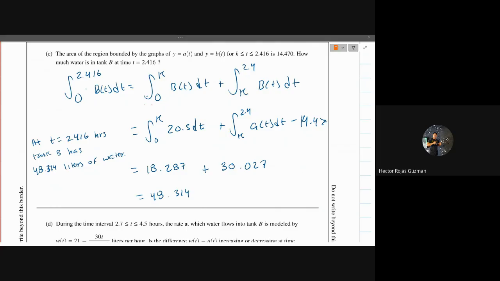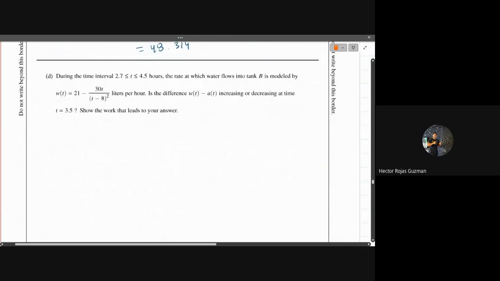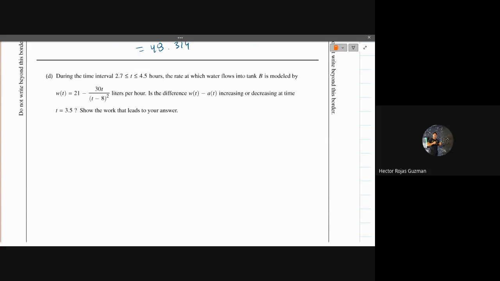Okay, during this time interval, the rate at which water flows into tank B is given by this. Oh, now we have an equation. Is the difference increasing or decreasing? I feel like we recently talked about something like this. If you want to figure out if something is increasing or decreasing, you've got to take its derivative. So if we derive it, we're going to get W prime of t minus A prime of t. Don't worry about actually doing it by hand because we have calculators for that.